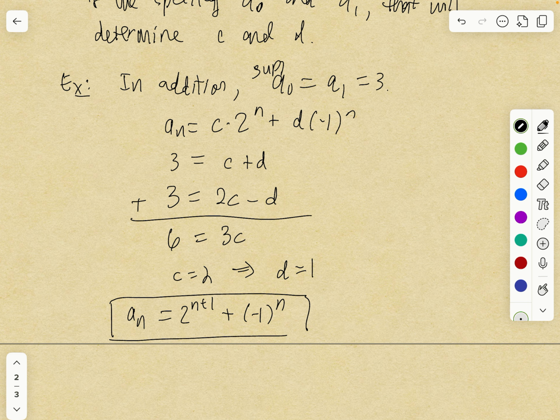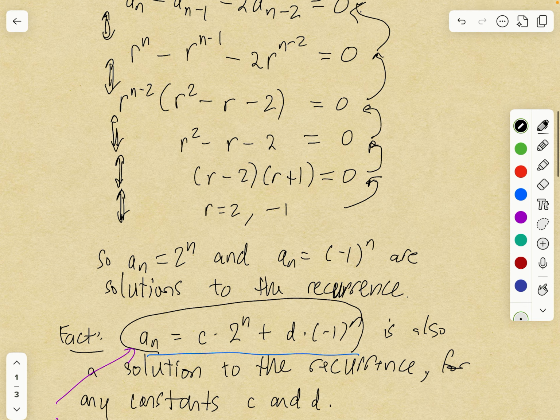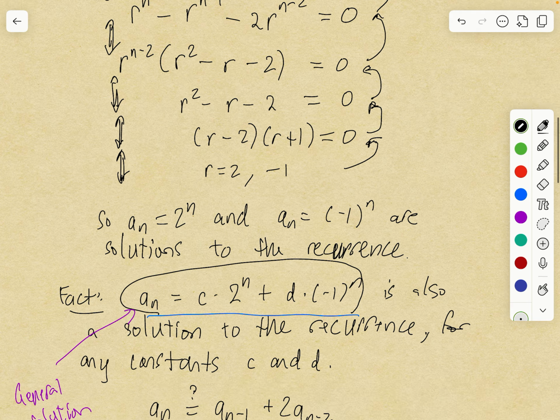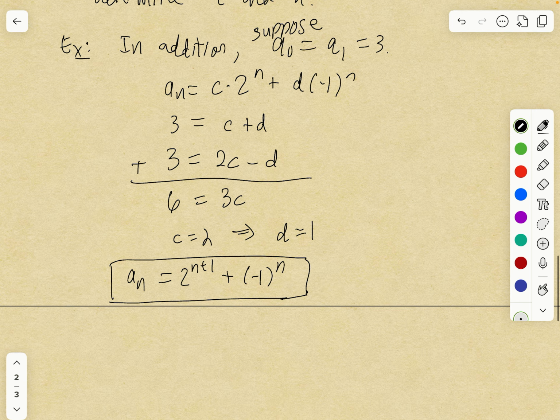So if we give a0 and a1 actual values, then we find a solution of the form c times 2 to the n plus d times negative 1 to the n. And again, that means that all initial value problems can be solved using this form. Okay? This is if the roots are distinct in this equation. So in this case, we had r squared minus r minus 2. These have distinct roots, and then that gave us this.